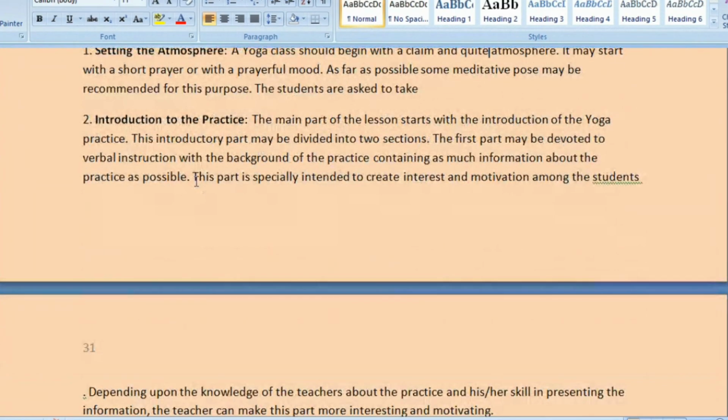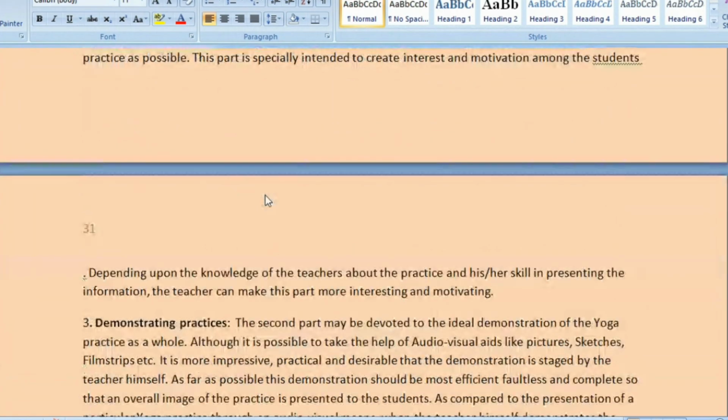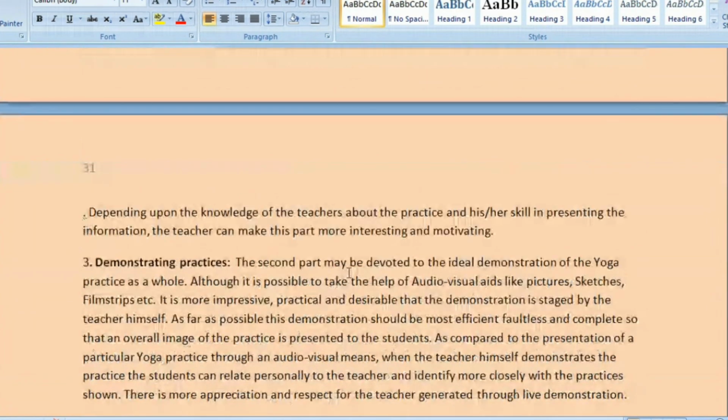Second, introduction of the practice. The main part of the lesson starts with the introduction of the yoga practice. This introductory part may be divided into two sections. The first part may be devoted to verbal instruction with the background of the practice, containing as much information about the practice as possible. This part is specially intended to create interest and motivation among the students, depending upon the knowledge of the teacher about the practice and his or her skill in presenting the information. The teacher can make this part more interesting and motivating.